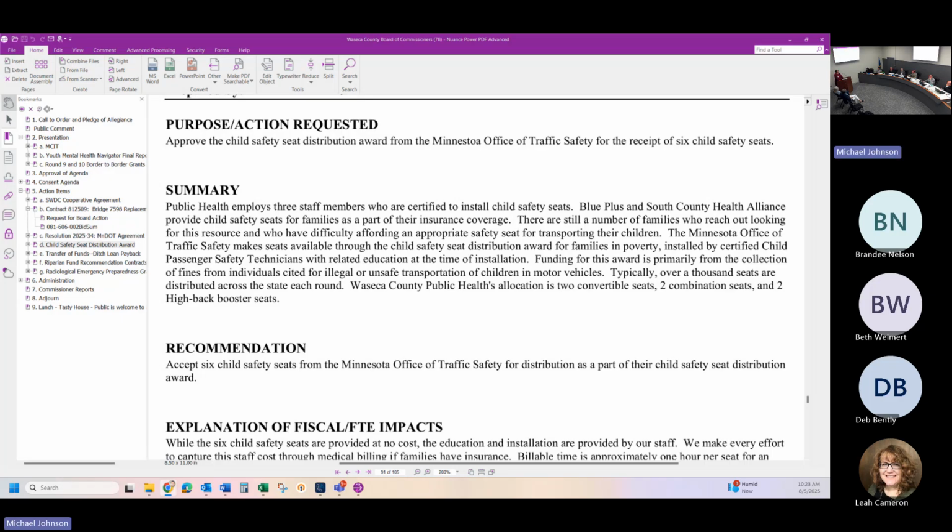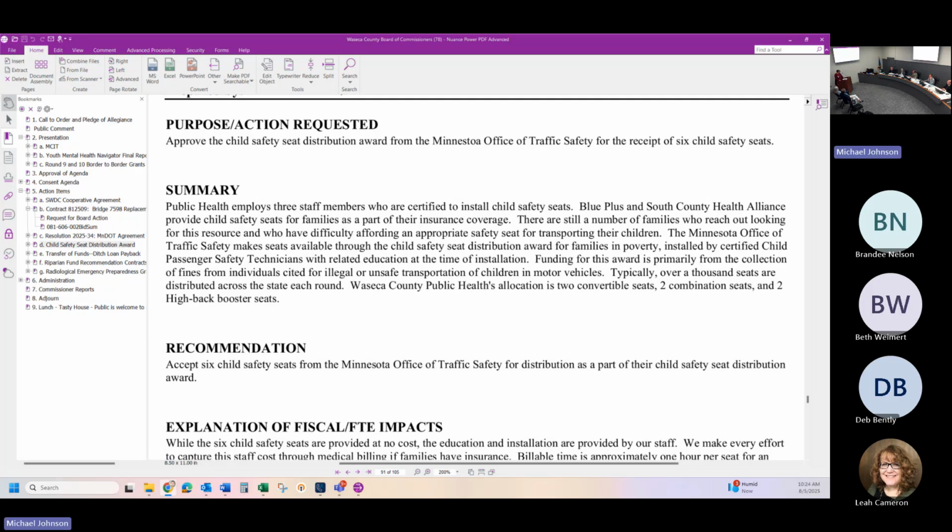Funding is kind of fun for this one. It is primarily from the collection of fines from individuals cited for illegal or unsafe transport. So it's kind of a nice way to tie things back together. Typically about 1,000 seats are distributed across the state each round. I don't know, because of where we're at in the process, exactly how many this round we're giving out.